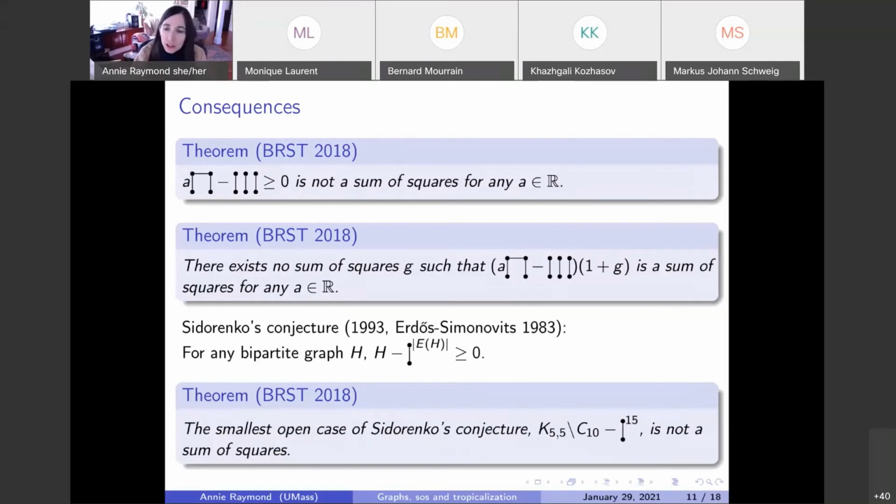And so for a long time, people were wondering if sums of squares or the Cauchy-Schwarz method was the way to solve this conjecture. And so, well, this is a homogeneous polynomial. And so clearly from our previous result, sums of squares will probably not be the right way. Already we cannot do it for this simple example, which was already known to hold. And so for the smallest open case of the conjecture, we show that you cannot use sums of squares.